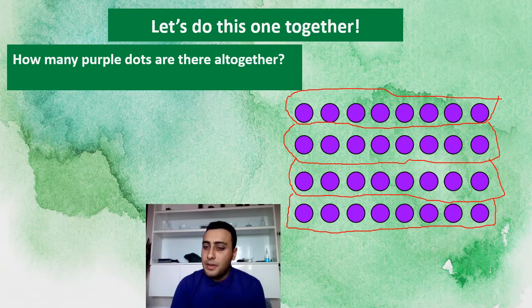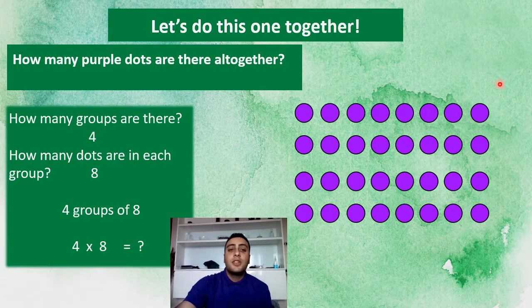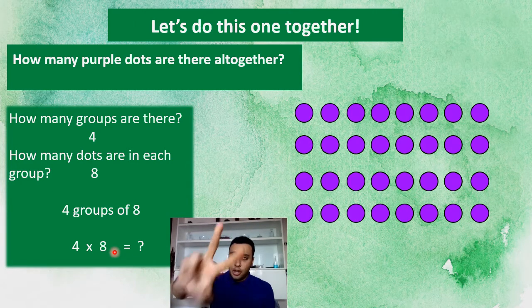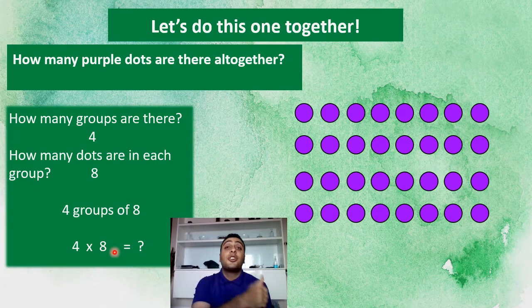Let's think of the multiplication sum. Here is the way you do it. See, how many groups are there? 4. How many dots are there in each group? 1, 2, 3, 4, 5, 6, 7, 8. We have 8. So we have 4 groups of 8, which is 4 times 8, which equals to 32. If you got this answer, good job.